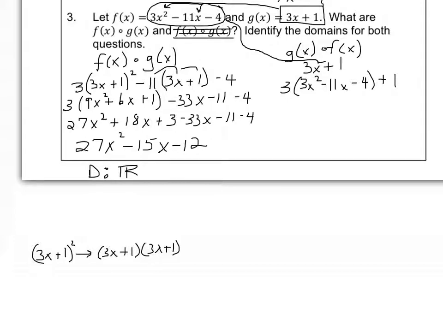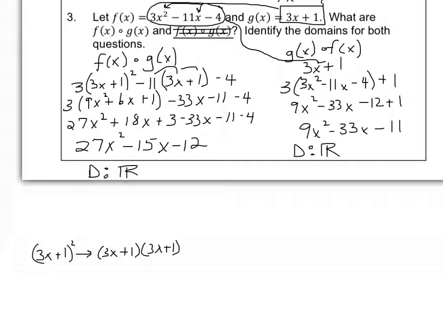Got to distribute the 3, so I get 9x squared minus 33x minus 12 plus 1. Combine my like terms at the end, so I have 9x squared minus 33x and minus 11. Again, I've got no more like terms. There's nothing else to simplify, so I'm finished in this case, and I got to do my domain. There's no square root, there's no fractions, so my domain is all reals.